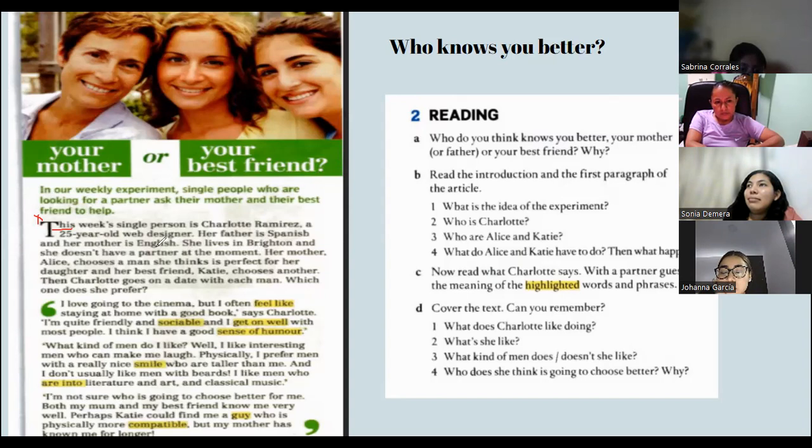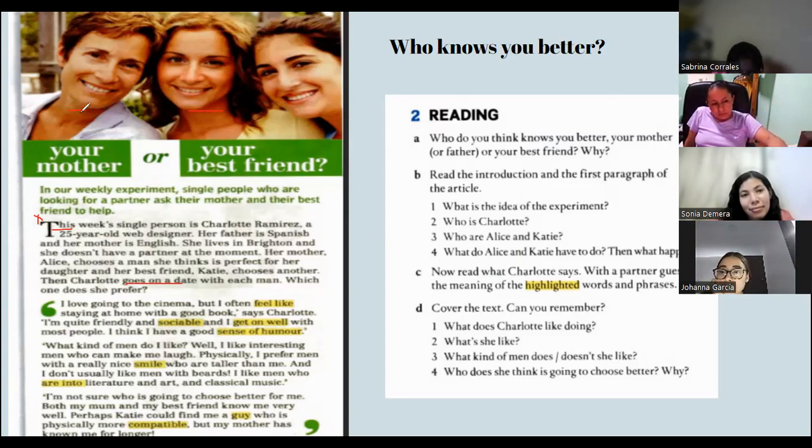Okay. So do you understand what the experiment is about? She's going to date two different guys. She's looking for a partner. So she's going on a date with two different guys. But one is going to be chosen by her mother, and one has been chosen by her best friend. So she has to decide who knows her better so she can find the right partner. That's what the experiment is about.